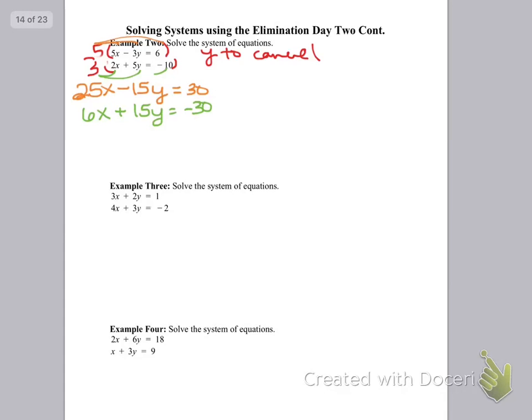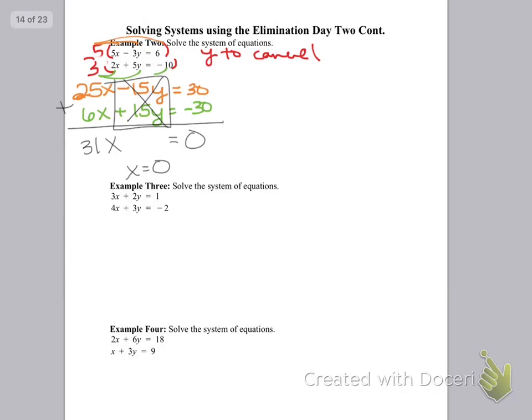Alright, so this is what I have, and now I can see that, hey, my y terms are opposites of each other, and those are easily going to cancel out. So I can add down for my other ones. So 25 plus 6 gives me 31x equals 30 minus 30. Oh, that's going to give me 0. So awesome, in this case, x equals 0.